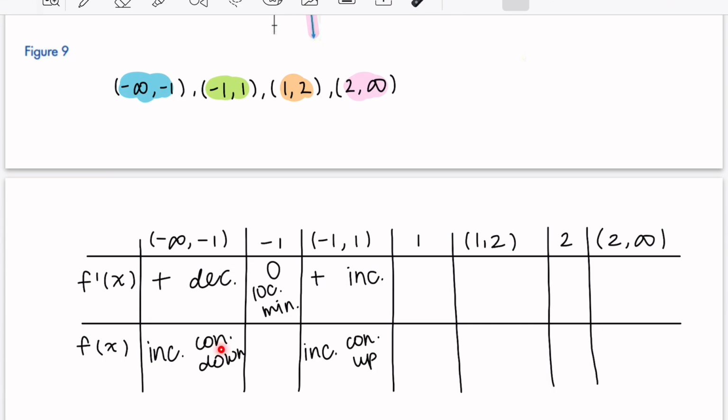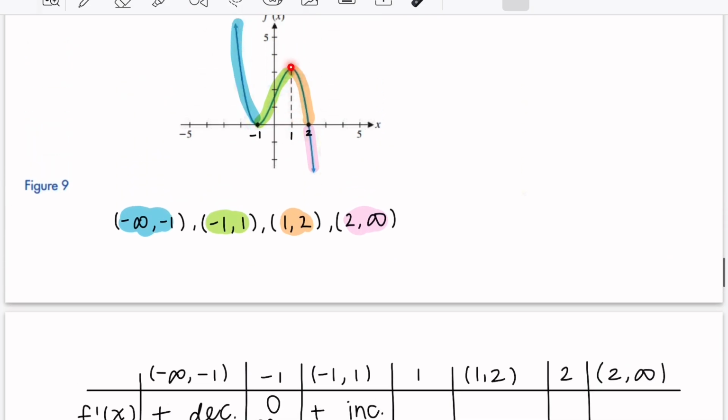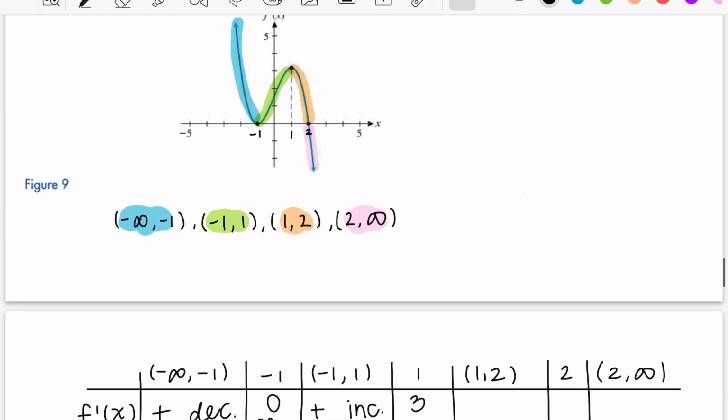Now notice here we go from concave down to concave up. So that tells us that our function is going to have an inflection point at -1, because at this point our concavity is changing. Now looking at our graph, when x is equal to 1, we know that our output, so f prime of x, is equal to 3. And then just looking at this graph, this also is a local maximum at that point.